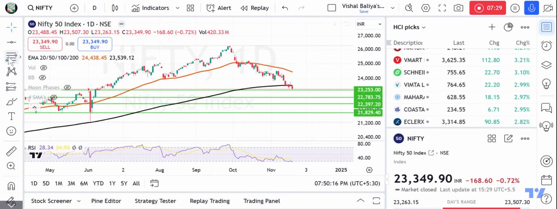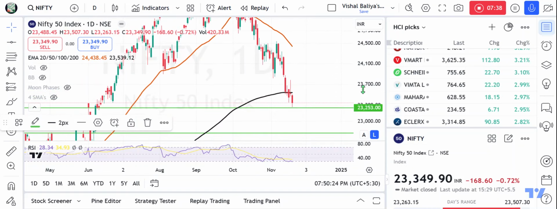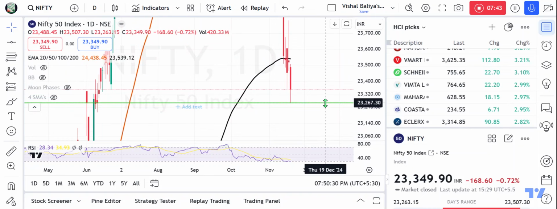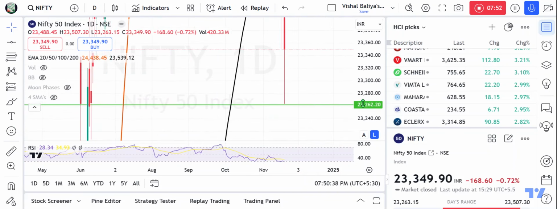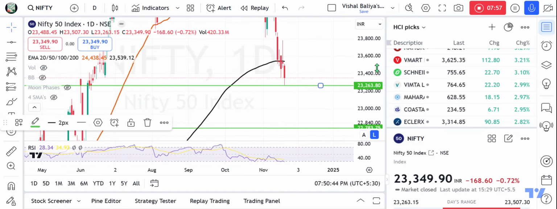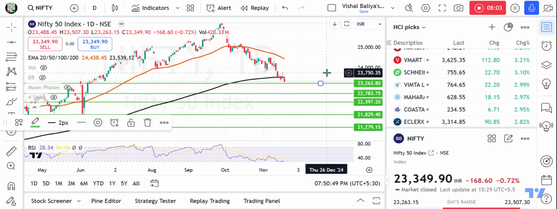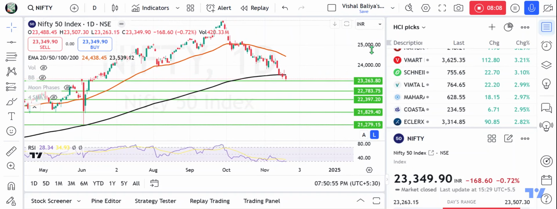So, right now, it looks like these are the supports for Nifty. What are the supports? The 23263 level, that was the low of today. Let me make this a little more accurate. So 23263 is a support for Nifty. If that support is broken, Nifty can further fall to 22783, 22379, 21829, or even 21279 levels. This is what I can see as of now.